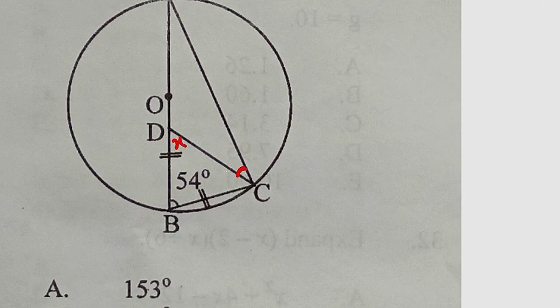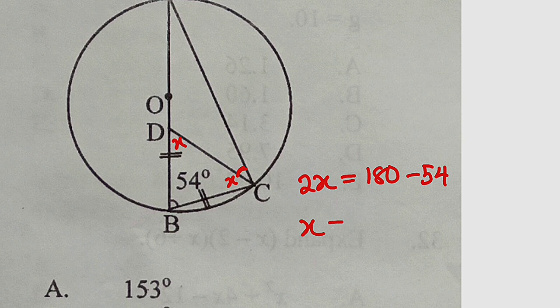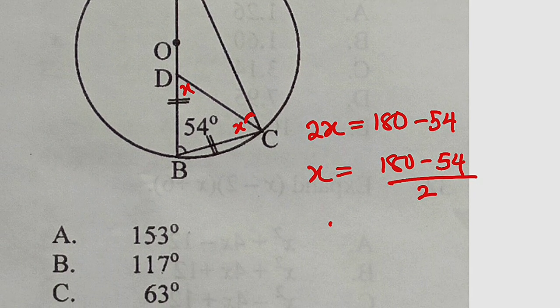Let's call this X, because the base angles of an isosceles triangle are always the same. And you know that the sum of these three angles must be what? 180. Therefore, 2x must be equal to 180 minus 54, right? And x is equal to 180 minus 54 divided by 2 if you divide both sides by 2. So let's find the value of x. The value of x is 63 exactly, 63 degrees.